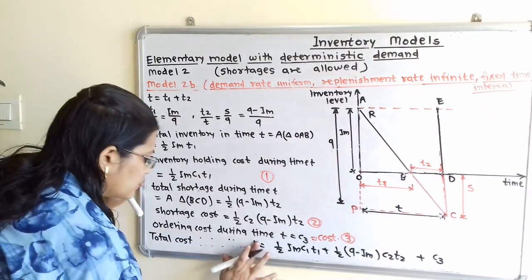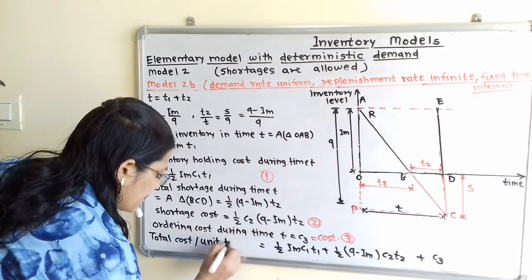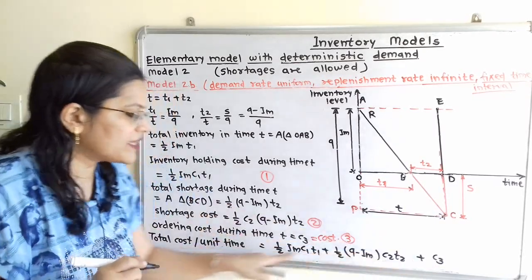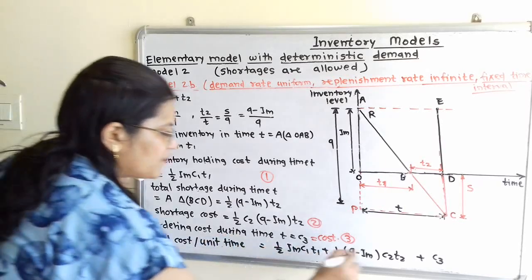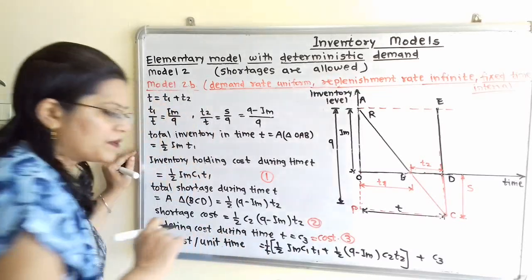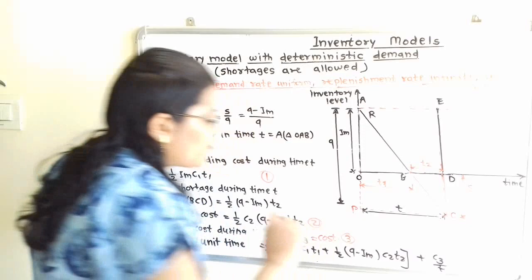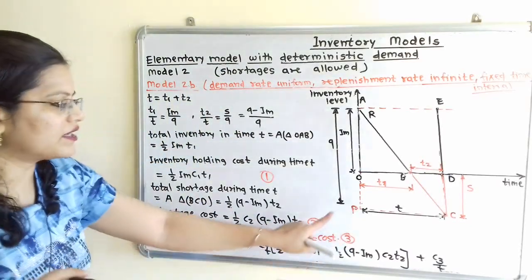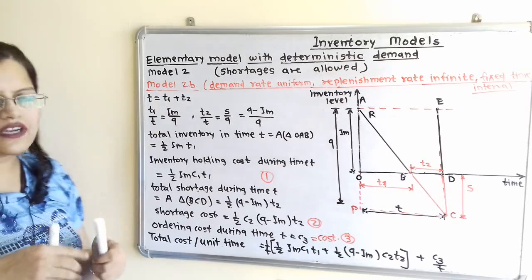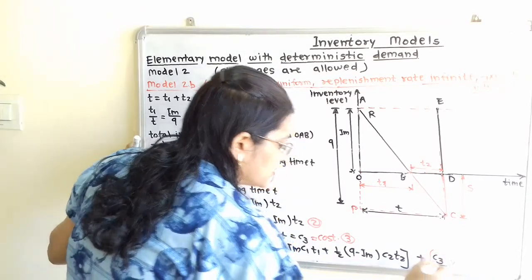Now we will write what is the total cost per unit time. So how to calculate this? We have to divide this whole equation by T. For the first two terms, I will write a square bracket with 1 by T, and here plus C3 divided by T. Now we know that C3 is constant and this time interval T is also constant. So for this inventory model 2B, because this whole term is constant, we should not consider this.